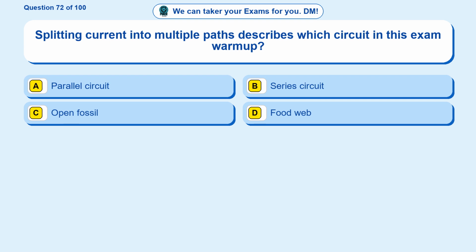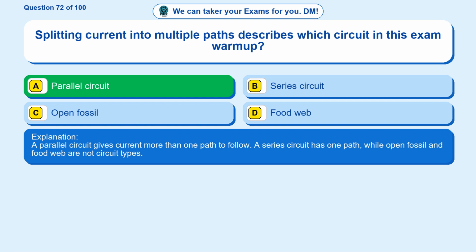Question 72. Splitting current into multiple paths describes which circuit in this exam warm-up? Option A, parallel circuit. Option B, series circuit. Option C, open fossil. Option D, food web. The correct answer is option A. Parallel circuit. A parallel circuit gives current more than one path to follow. A series circuit has one path, while open fossil and food web are not circuit types.